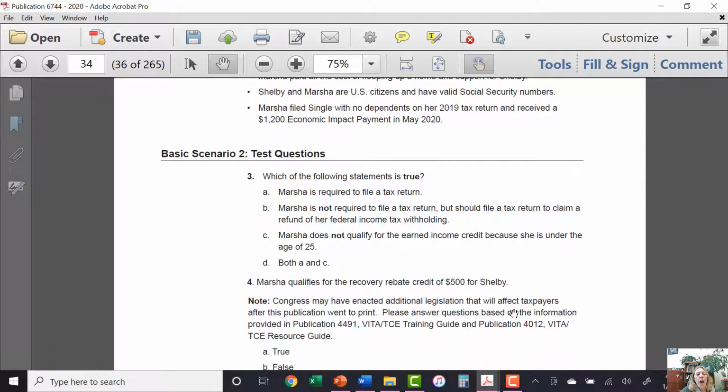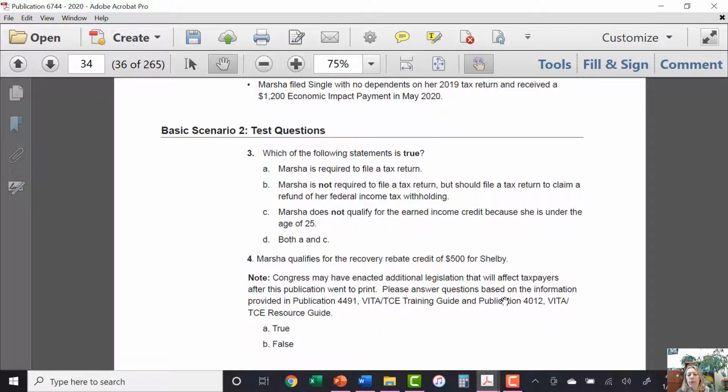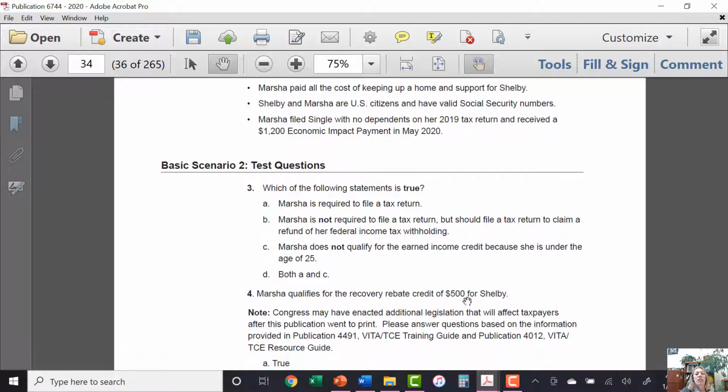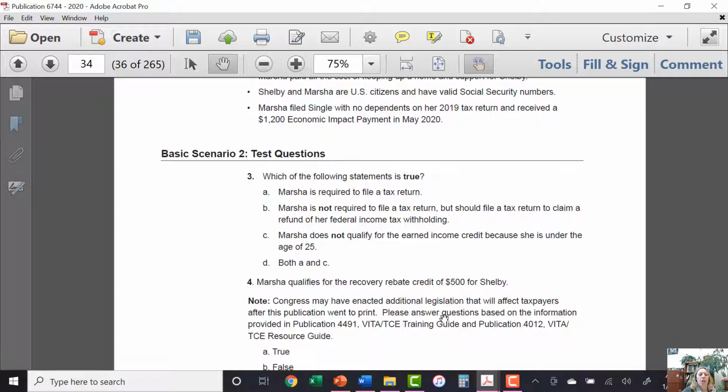Marsha qualifies for a recovery rebate of $500 for Shelby. Yes, because her economic impact stimulus didn't reflect Shelby's arrival, because Shelby didn't come until November. One of the rules to the impact payments was if you have qualifying children in the home, you get $500 per qualifying child, in addition to $1,200 per taxpayer. So she should have got $1,700, but she didn't. So she gets a $500 refundable credit on her tax return.